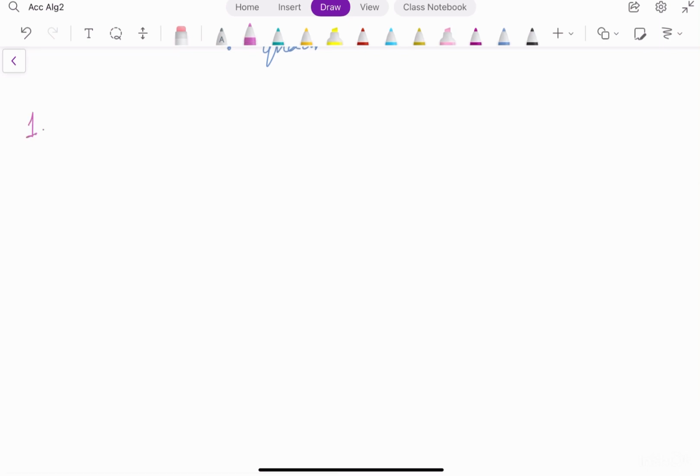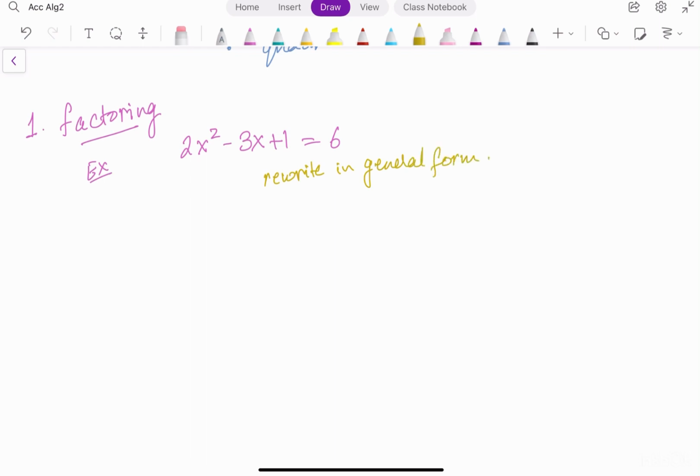So number one, we will be talking about factoring the quadratic. Let's understand it with one example. So this is the example, and we will try to solve it using factoring. To solve by factoring, always remember you need to rewrite it in the general form or the standard form. We just listed the standard form. It is ax squared plus bx plus c. That means I need to take all the constants on the left hand side, and on the right hand side it will be just 0.